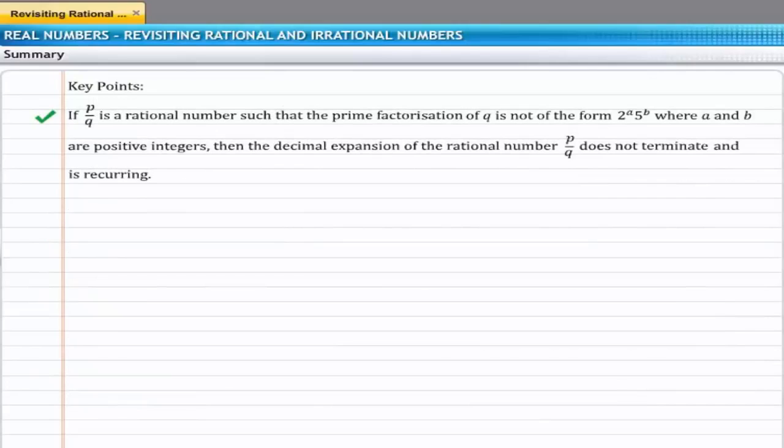If P upon Q is a rational number such that the prime factorization of Q is not of the form 2 raised to the power of A into 5 raised to the power of B, where A and B are positive integers, then the decimal expansion of the rational number P upon Q does not terminate and is recurring.